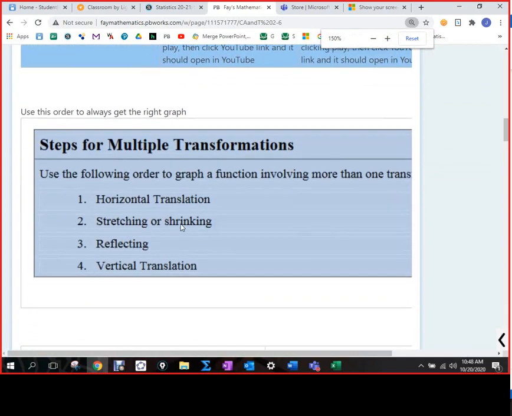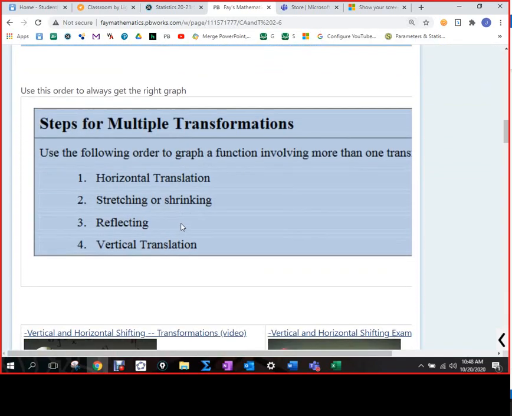When you have multiple transformations occurring, this is the safest approach, okay? Do horizontal translations first. Do stretching or shrinking second. And now that stretching and shrinking could be vertical or horizontal, okay? But we're going to focus mostly on vertical. Reflecting third, and then the vertical translation, okay? And to be perfectly honest with you, these first three are independent of one another. Meaning those first 3 could actually come in any order, okay? It's that fourth one that is dependent on the first 3 coming first. Does that make sense? Okay?